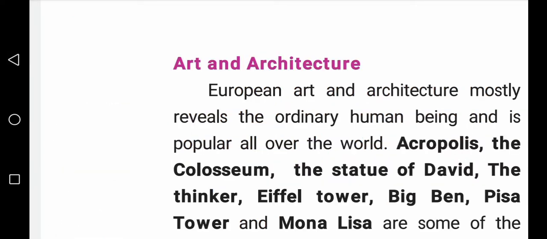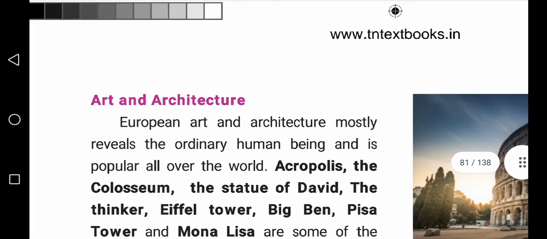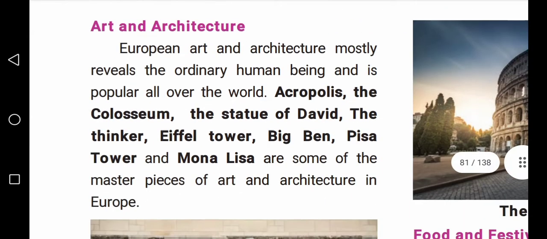Next, children, art and architecture of Europeans. European art and architecture mostly reveals the ordinary human being and is popular all over the world. The Acropolis, the Colosseum, the Statue of David, the Thinker, Eiffel Tower, Big Ben, Pisa Tower, and Mona Lisa are some of the masterpieces of art and architecture in Europe. These are all the important art and architecture of Europe.